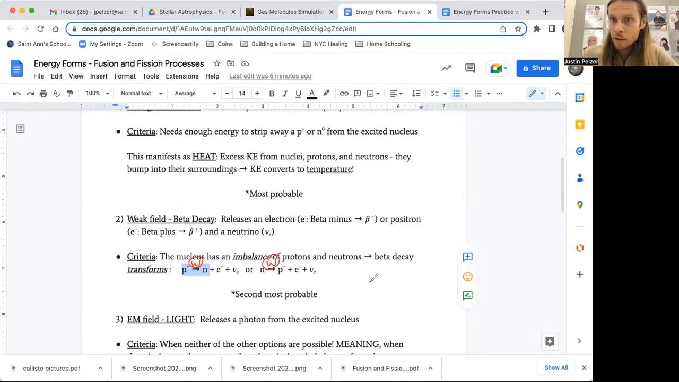The neutron has two ups and a down. The down quark through the weak field turns into an up quark plus an electron and a neutrino. Technically, this one's an anti-neutrino. No big deal. And this weak field, I believe this one is a W minus boson.